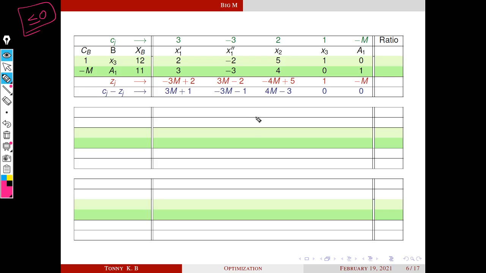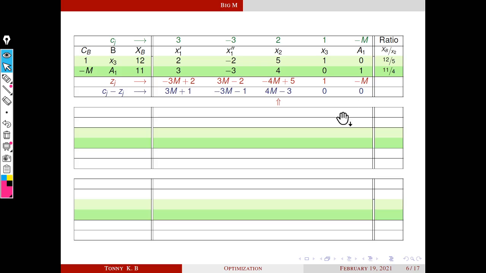We assume that m is a large positive quantity. So 4m minus 3 is the maximum, because we assume that m is a large quantity. So we choose x2 as the entering variable. Next we have to find the ratio corresponding to positive entries. Here both are positive, so we can take the ratio, that is 12 by 5 and 11 by 4.